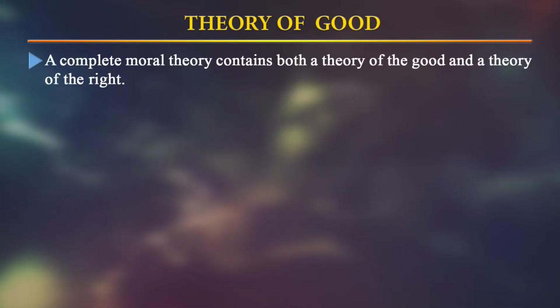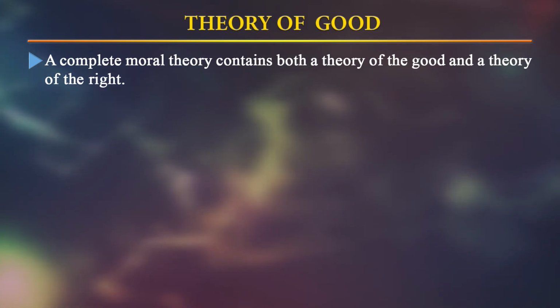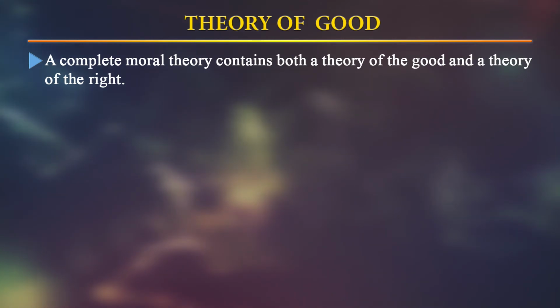Let us now look at the theory of good. What is the theory of good? So far we discussed various concepts that are relevant towards the theory of good. Now let us in brief discuss what is meant by the theory of good. A complete moral theory contains both the theory of good and the theory of right. So a moral theory has two theories in it. One is the theory of good and the other one is the theory of right.